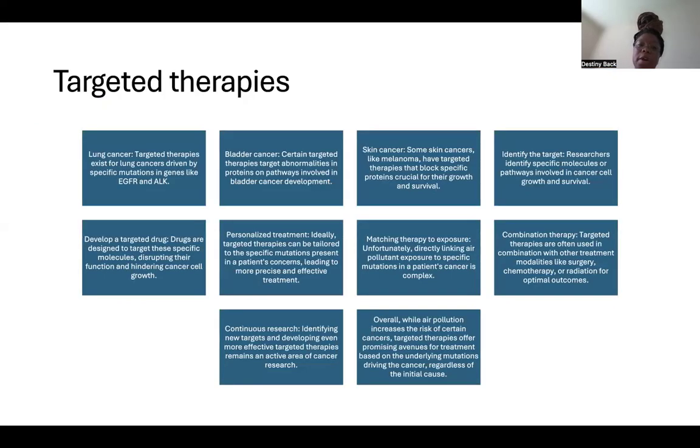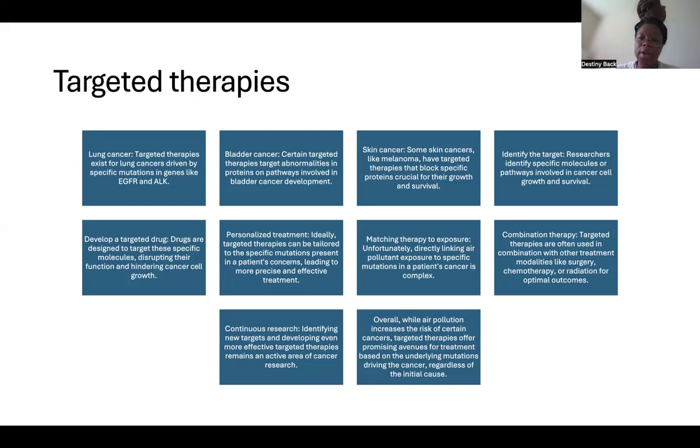Targeted therapies for cancers. Lung cancer: targeted therapies exist for lung cancers driven by specific mutations in genes like EGFR and ALK. Bladder cancer: certain targeted therapies target abnormalities in proteins and pathways involved in bladder cancer development. Skin cancer: some skin cancers like melanoma have targeted therapies that block specific proteins that are crucial for their growth and survival.